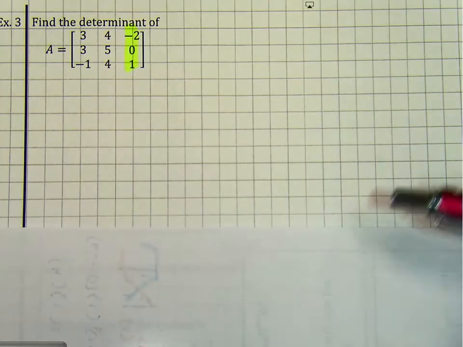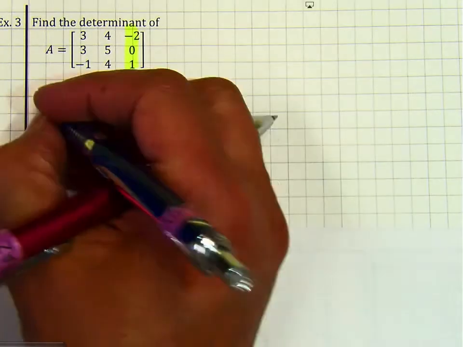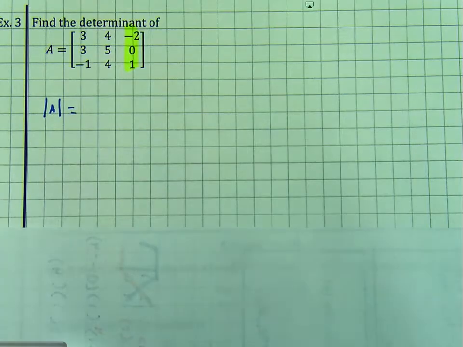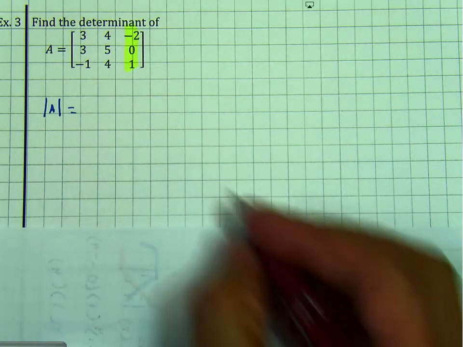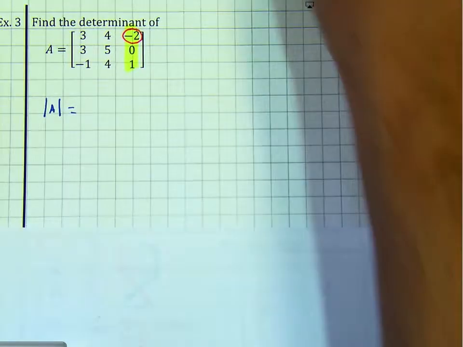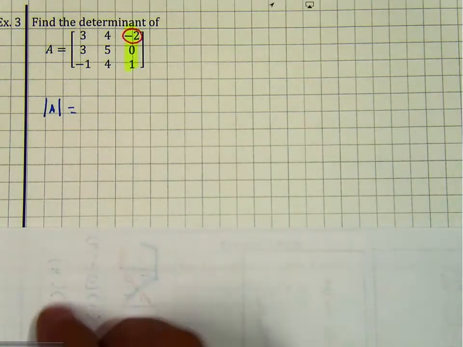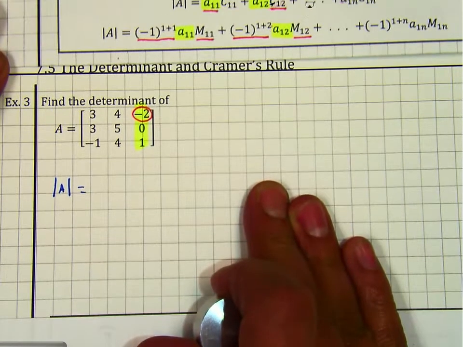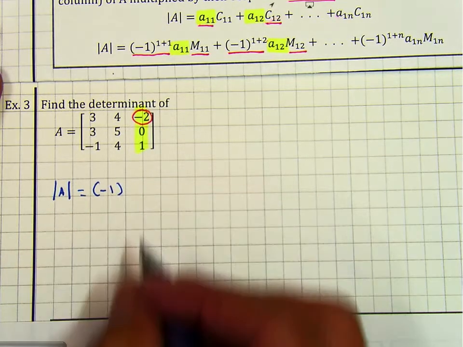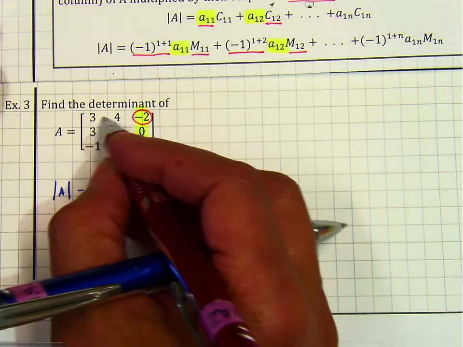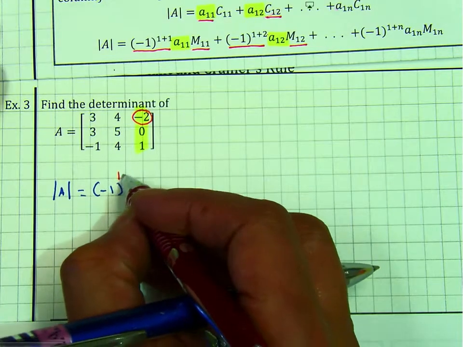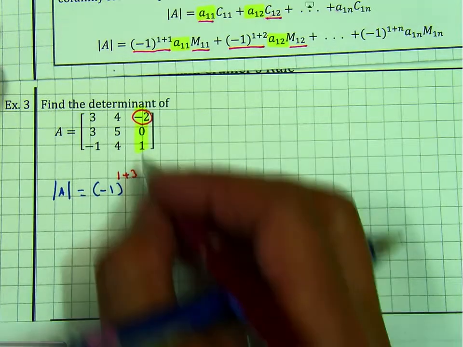So first, we have the determinant of A equals. So therefore, we're going to start with -2. Now remember, your formula tells you that we're going to start with a -1. So this will be -1 to what exponent? This is the first row, third number. So this will be 1 plus 3. Then the number itself, which is -2.